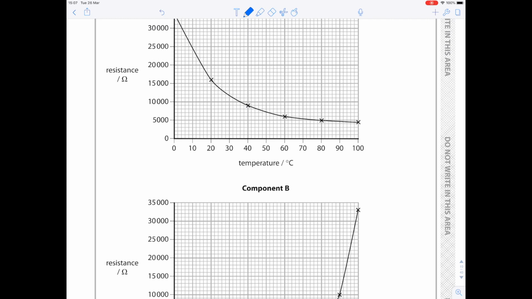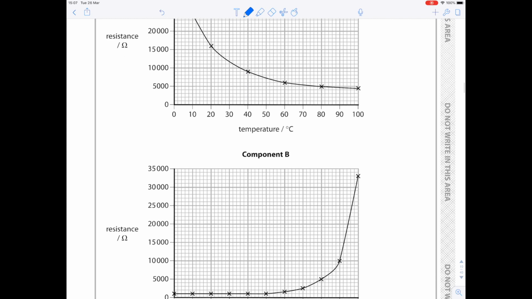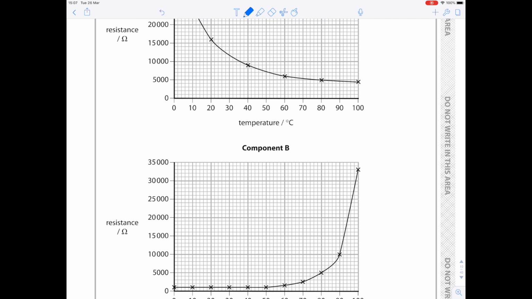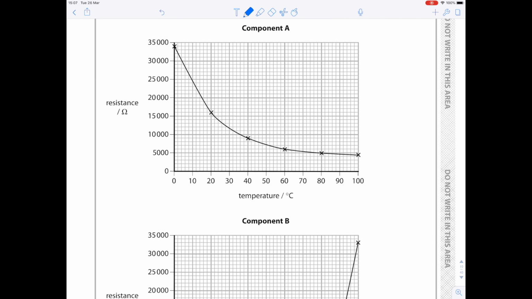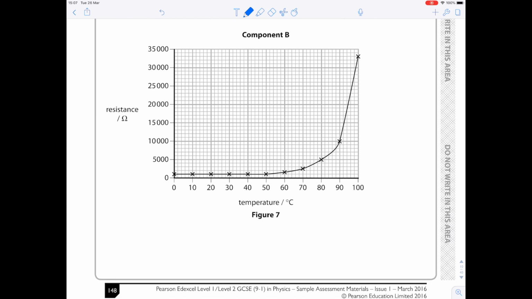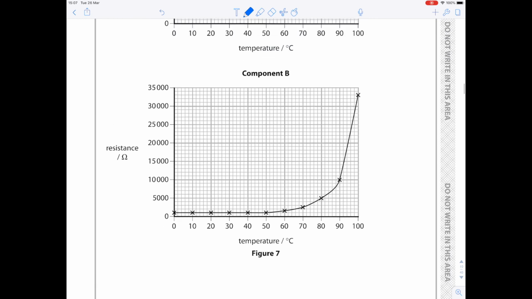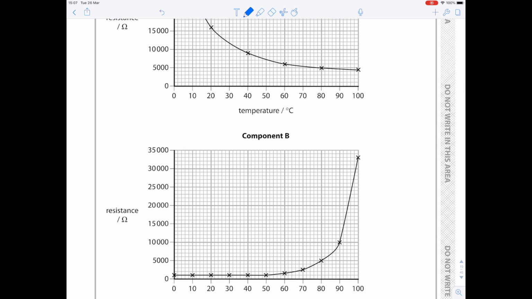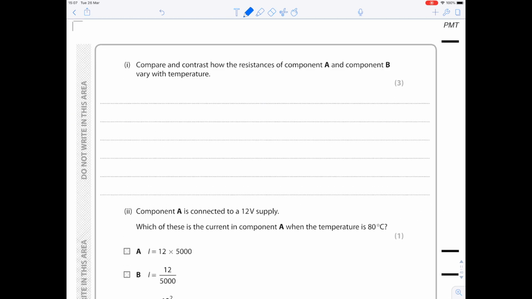So as you can see, in both, the resistance changes with temperature. So the resistance decreases for A as temperature increases, and for component B it behaves in an opposite way in that its resistance increases as temperature increases. So that's certainly a difference between the two. And you can also make a point about data. So if you look at the graphs, you can see that both have the same resistance at 80 degrees, which is 5,000 ohms. So let's get that written down.